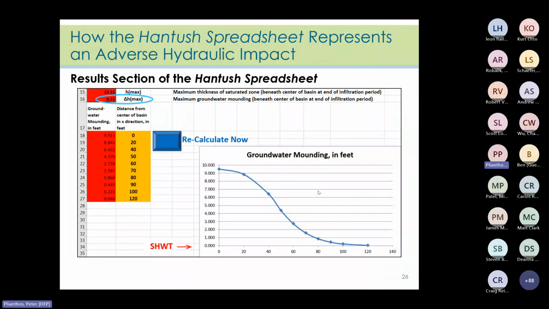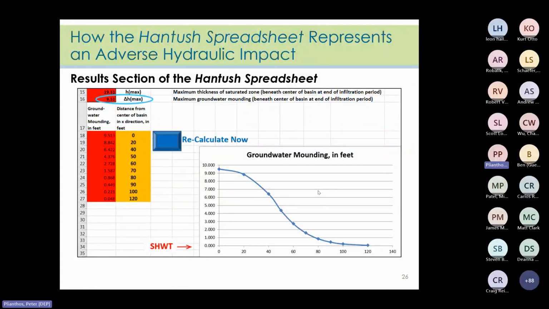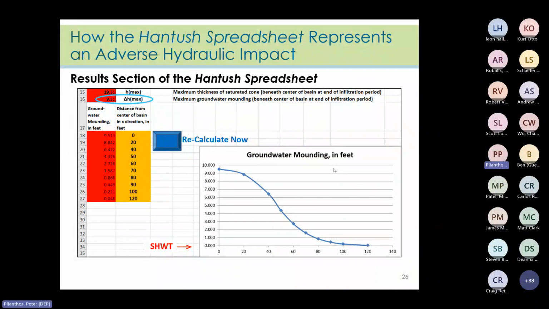If you click on the dark blue Recalculate Now button and the results show delta H max in the area I have circled is larger than the distance from the seasonal high water table to the bottom of your BMP, you won't be able to tell just by looking at the graph. In this case, the seasonal high water table is 8 feet below the bottom of a basin that is 90 feet in length. The height of the mounding is calculated to be 9.51 feet.